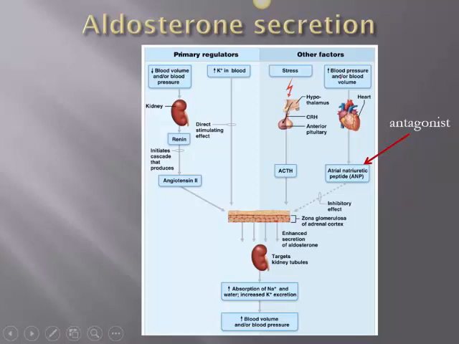If, on the other hand, your blood pressure and blood volume are very high, like someone has congestive heart failure, then atrial natriuretic peptide is formed, which does its job, and it also depresses the zona glomerulosa. So you can see that this is an antagonist. At this time, you have seen two sets of hormones which are directly antagonistic to each other. One is aldosterone and ANP, and the other was parathyroid hormone and calcitonin. So you must learn these hormones in pairs.